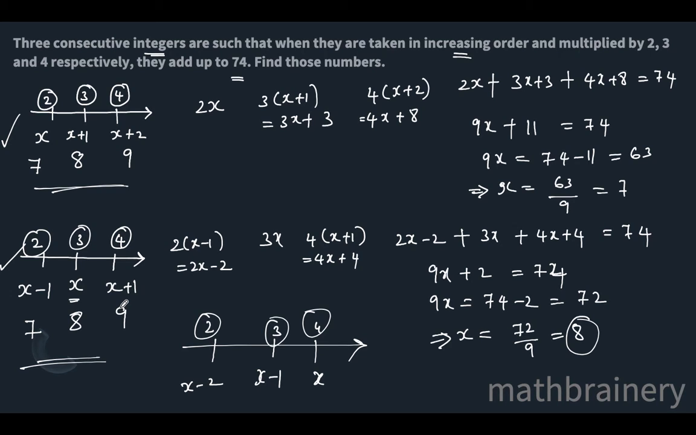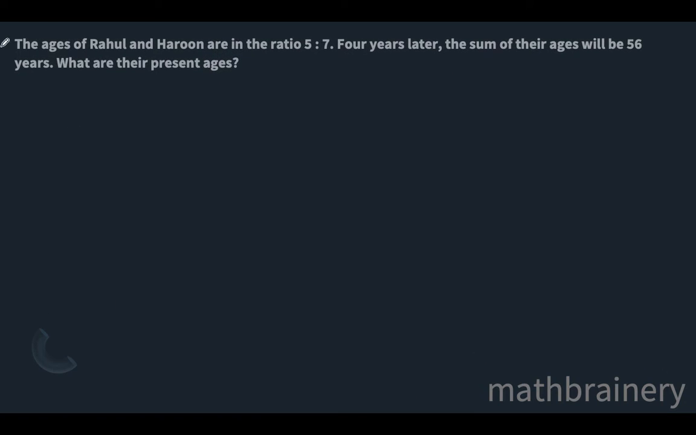Let's look at the next question. The ages of Rahul and Harun are in the ratio 5:7. 4 years later, the sum of these ages will be 56 years. What are their present ages? Now again, we have two numbers. Rahul's age and Harun's age are just numbers. Now these two numbers are again in the ratio 5:7.